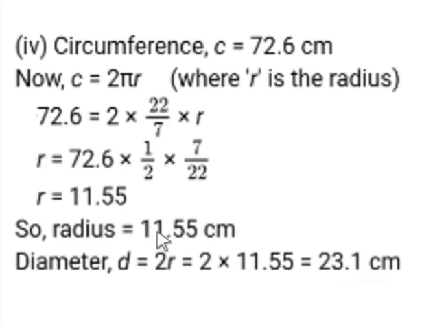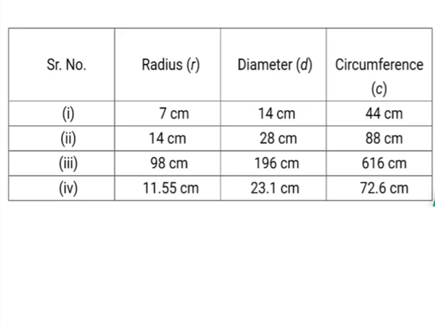That is radius is 11.55 centimeter and diameter is 2 times the radius, that is 11.55 multiplied by 2 is 23.1 centimeter. So children, after finding all the values, you have to fill all the answers in the table and write like this.